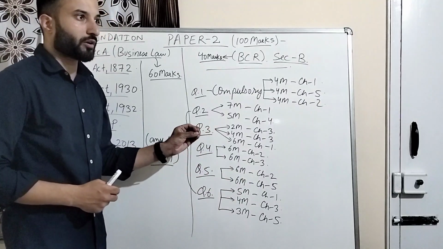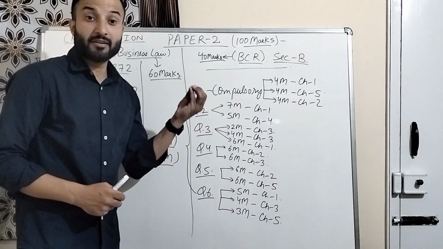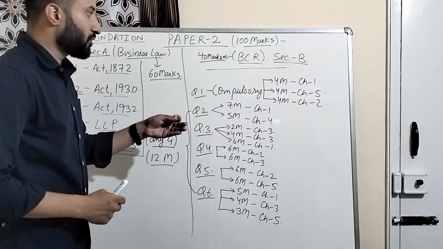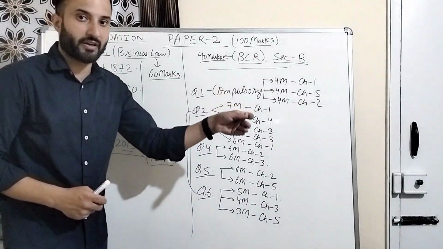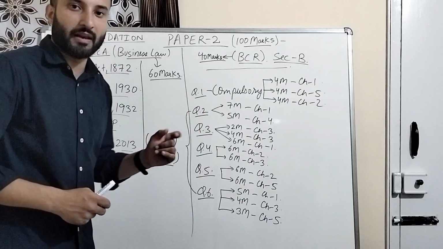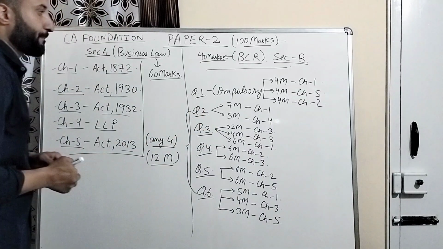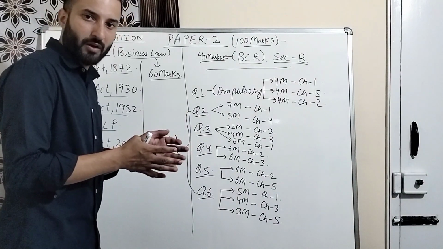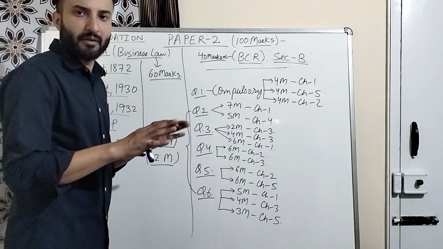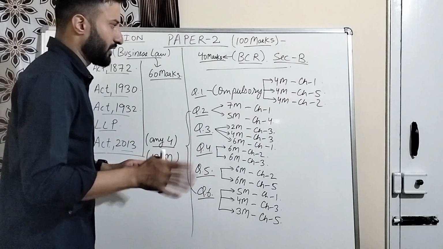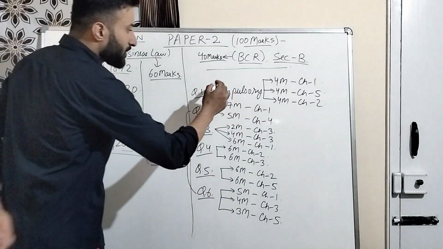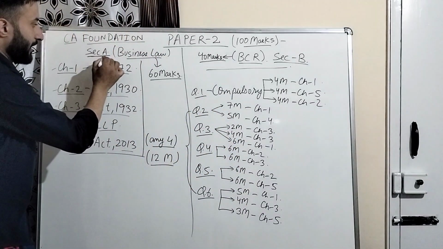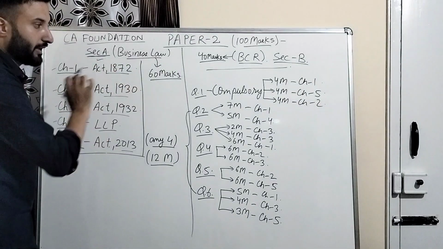I am talking to you on the basis of the last 6 attempts' question papers, which means the last 3 years' question papers. That much is enough. If you are doing the last 3 or 4 years' question papers, that pattern is enough. You can follow that only. This is the question pattern for section A.